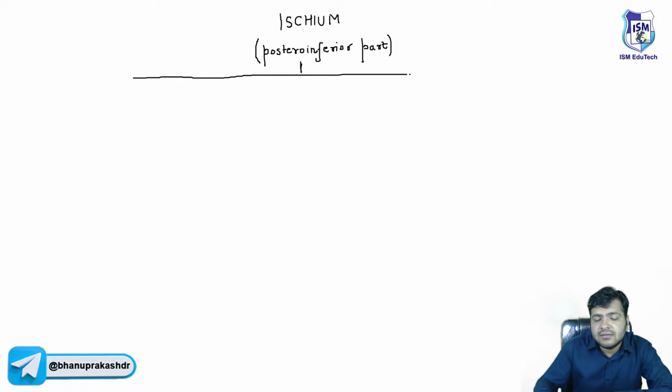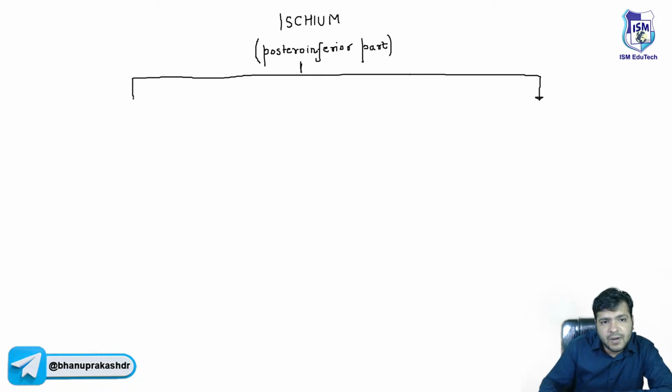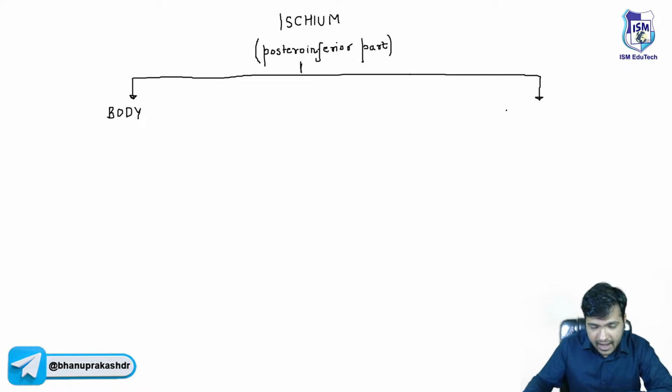Now we have two parts of the ischium. I will show you one by one. The very first part is called the body of the ischium, and the other part is called the ramus.